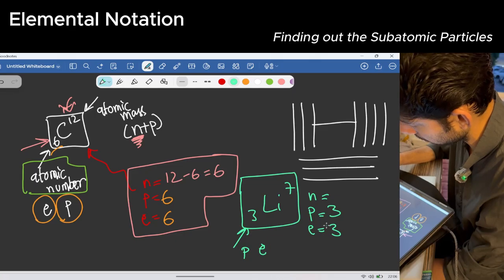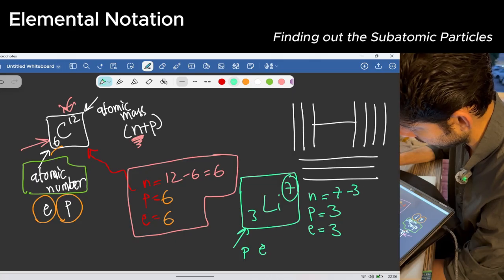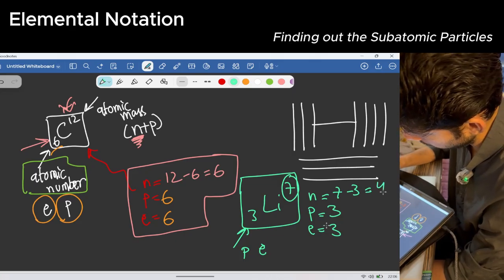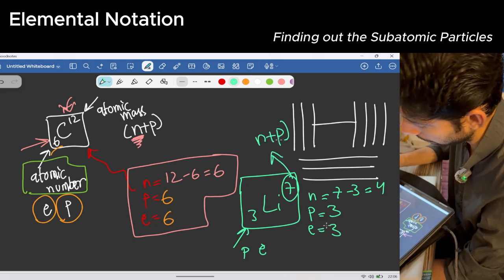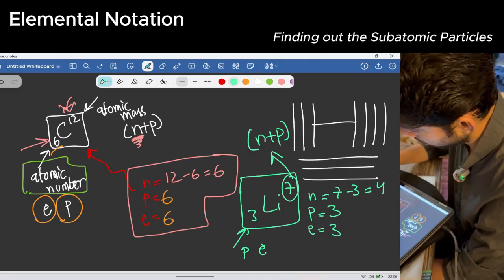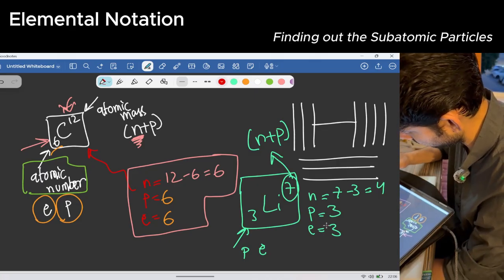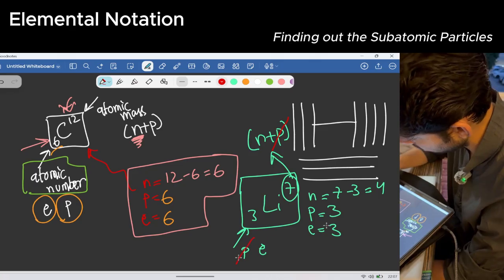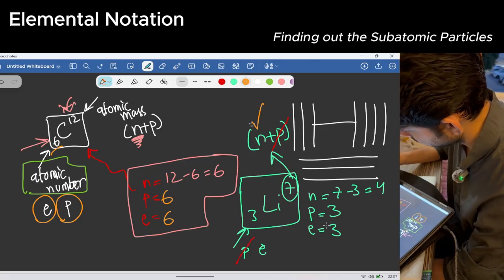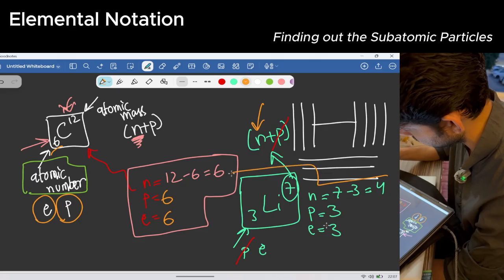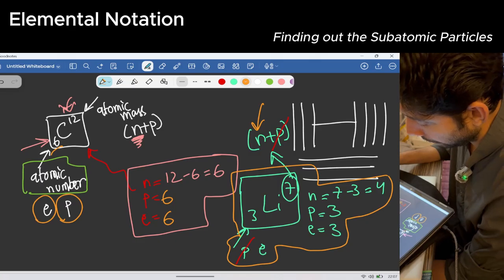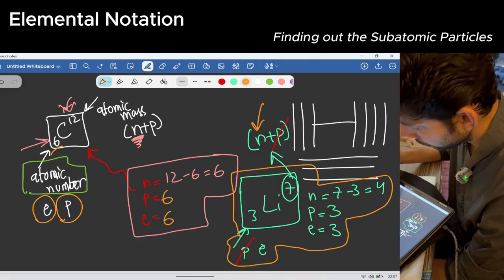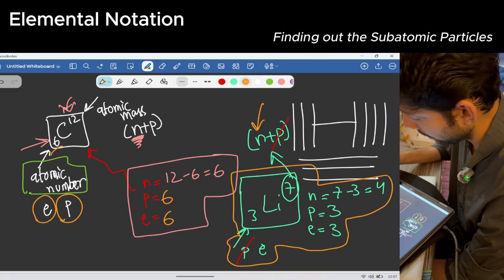Now, as for the big number, it will get subtracted by the small number in order to get the exact quantity of neutrons. As we know that this number is the sum of neutrons plus protons, I'll have to deduct the total quantity of protons from this sum in order to find out the number of neutrons. So you can pause this video and see this again, how I'm calculating the subatomic particles, right? Now, once this is done, we will move forward towards electronic configuration.